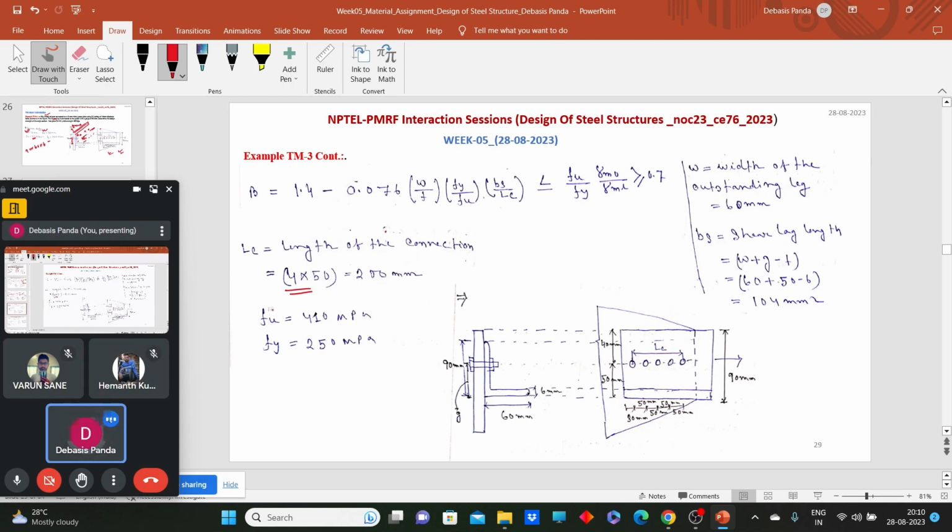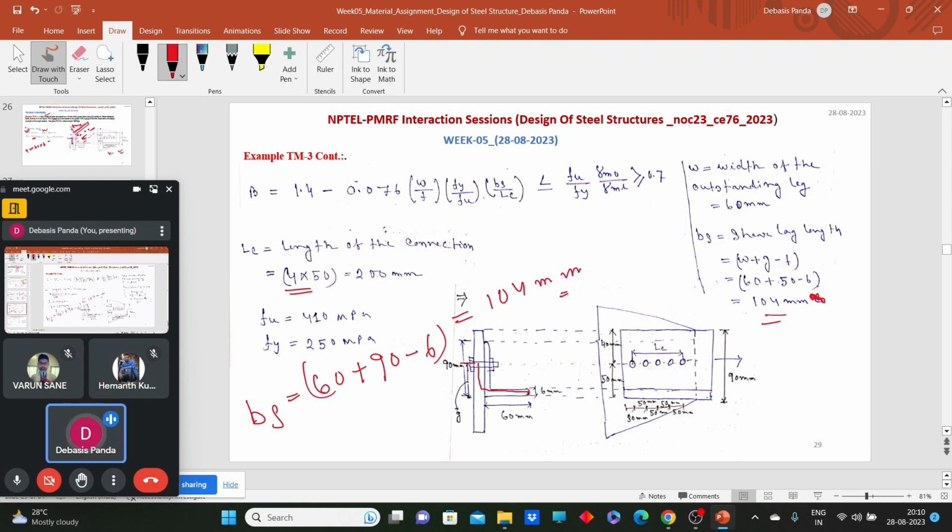Then Fu, this is 410 plate. So Fu will be 410. What is the value of Fy? That is 250 MPa. Now, what is the value of Bs, the shear lag length? So here the bolting is done, so we need to consider the length from this to this, right? So that will be equal to 60 plus 90 minus total thickness 6. So that comes out as 104 mm. It's a length.